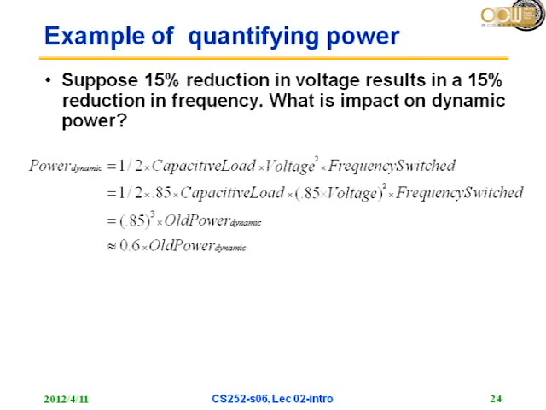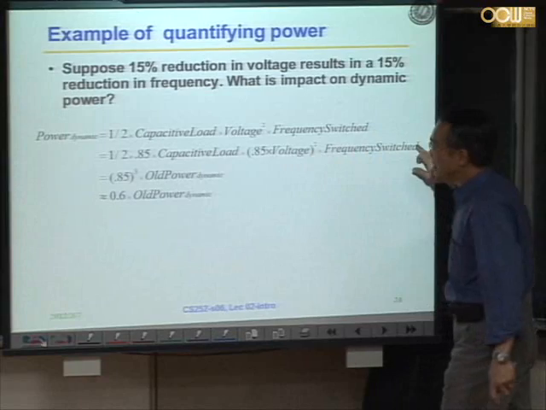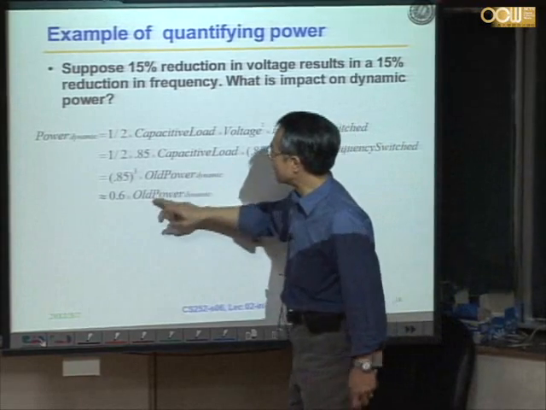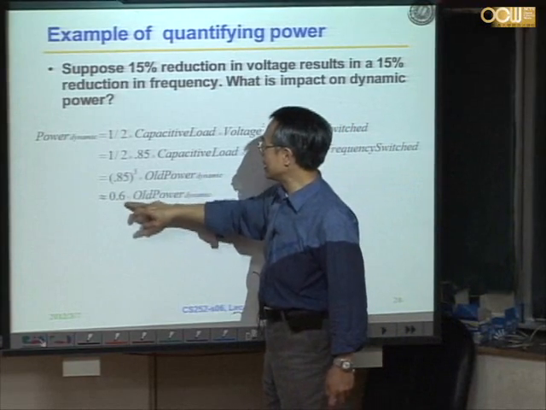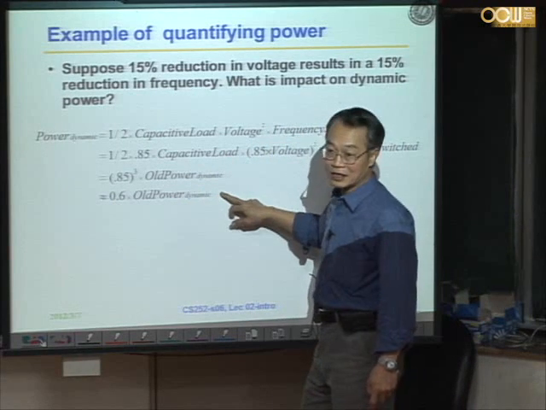Most chips have that capability built in. So if we do this, what's the impact on dynamic power? In this example, we list the equation and plug in the numbers and get the result of only 60% of the old power is consumed.